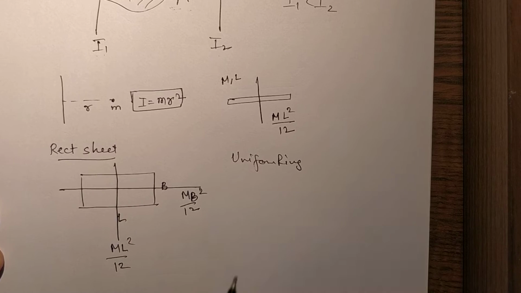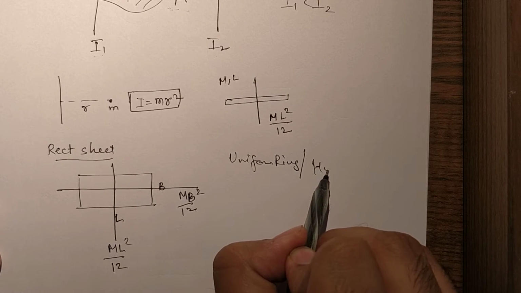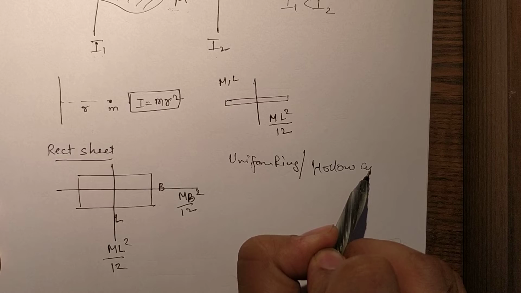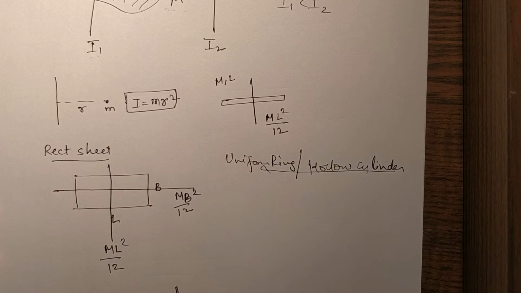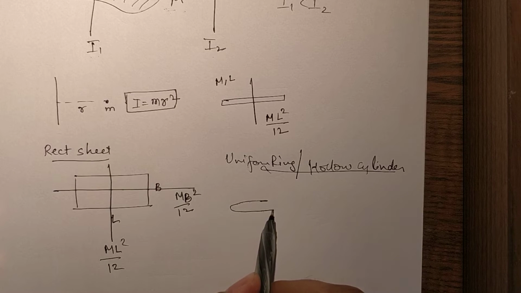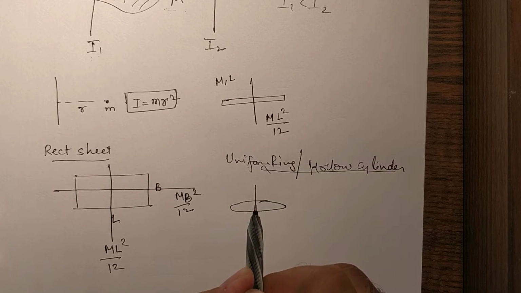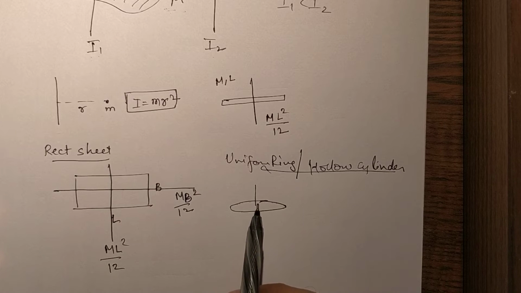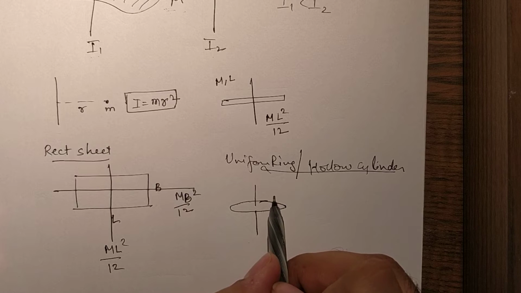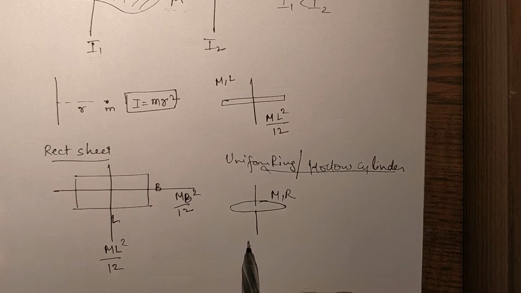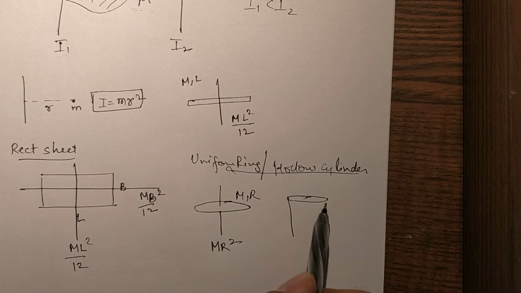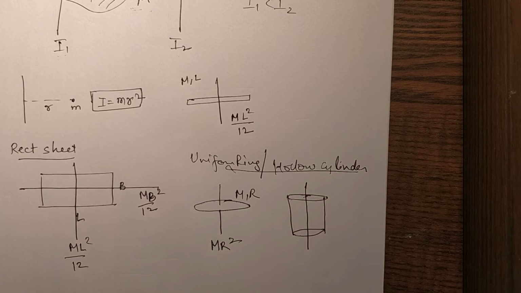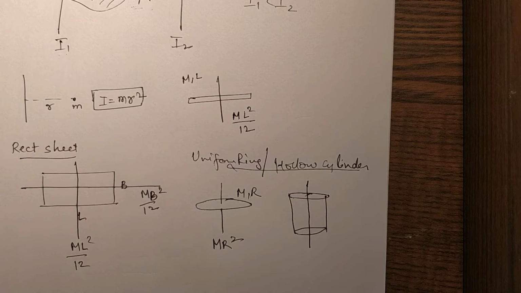Next is uniform ring. If you take a uniform ring or a hollow cylinder, both will have the same results, so we'll be using these two interchangeably. Uniform ring means mass will be uniformly distributed, and let's take moment of inertia about an axis passing through its center of mass. Let's say uniform ring, mass m and radius r, so it will be mr square. Same will be the story for hollow cylinder. Again, this will be the axis. It will have the same result.